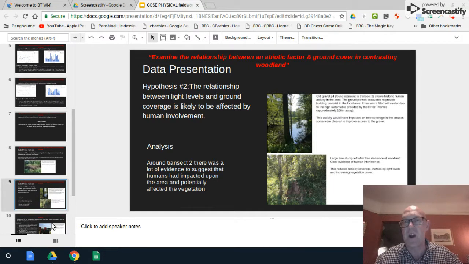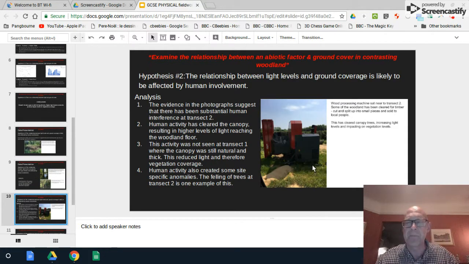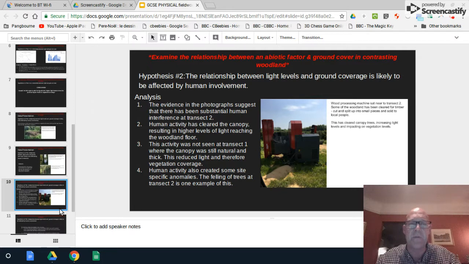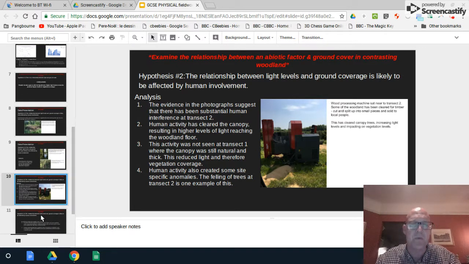Anomalies, of course, are the kinds of words that examiners really love. And here's, again, a really good example, human machinery in action. Economic use of woodland, worth thinking about that for your NAP wood case study for paper 1. Quite obvious what happens there.